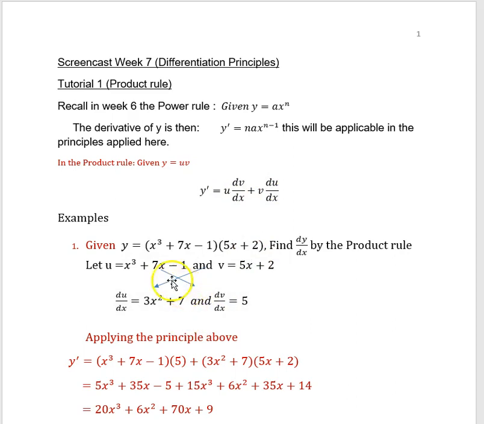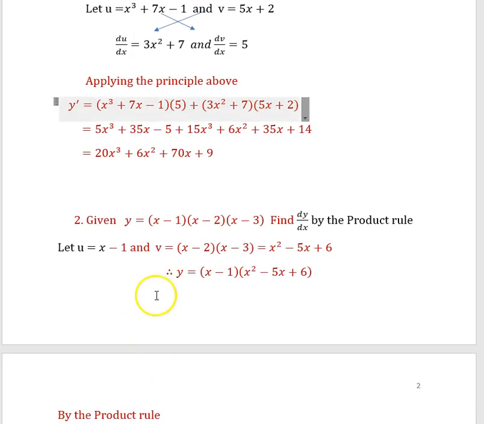So it means to do that, you cross multiply this. If you do it that way, your u dv dx is there, and your v du dx is there. So if I do that, I'm going to have that. So you see that there, that's my u dv dx, and that's my v du dx up there. And then after that, you open the bracket. 5 times what is in the bracket will give you that. Open the bracket there, using your FOIL, you have that. Collect like terms, you'll be having that.